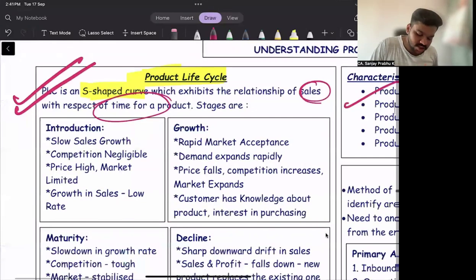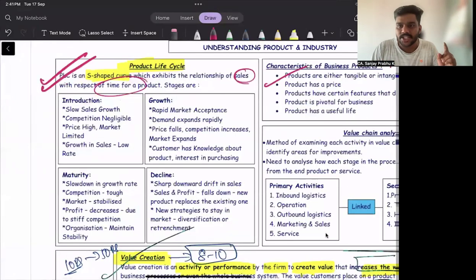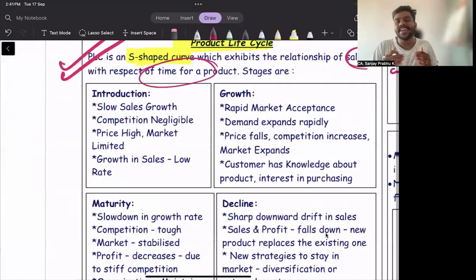So what are the 4 stages of product life cycle? Come on, repeat with me. Introduction, growth, maturity, decline. Once again, introduction, growth, maturity, decline. Now let's understand what is happening at each stage.